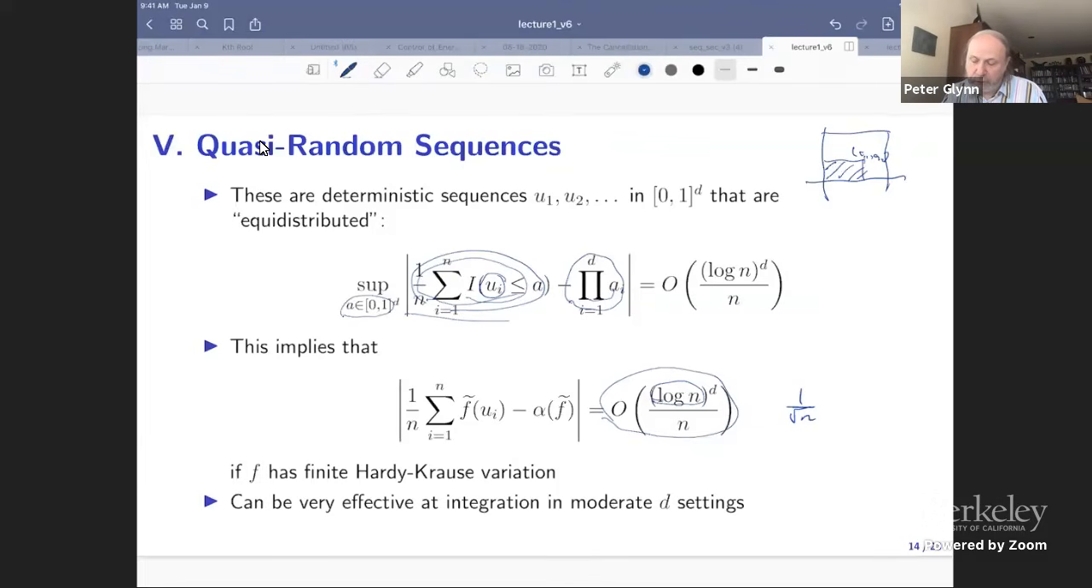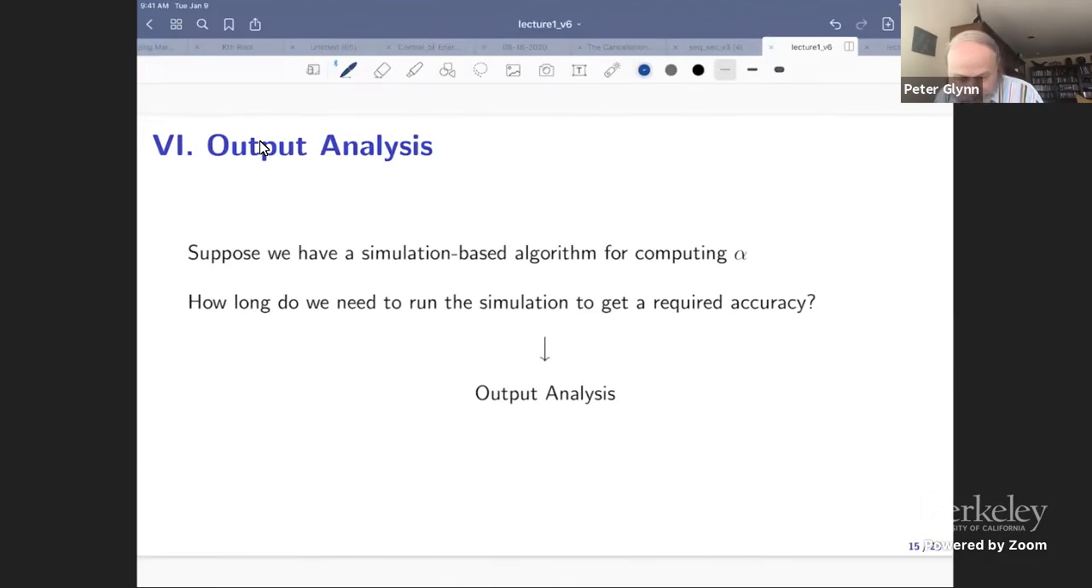The quasi-random sequences do have a good record for successfully integrating integrands that have this finite Hardy-Krauss variation. It's basically a generalization of bounded variation in one dimension to the d-dimensional case. And in dimensions, let's say, up to order 50, some people would claim even higher than that, these types of methods can work very well and can successfully integrate with lower error than Monte Carlo in many contexts. So good to be aware of this basic approach. Okay.